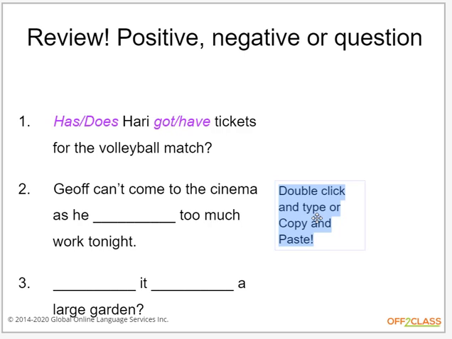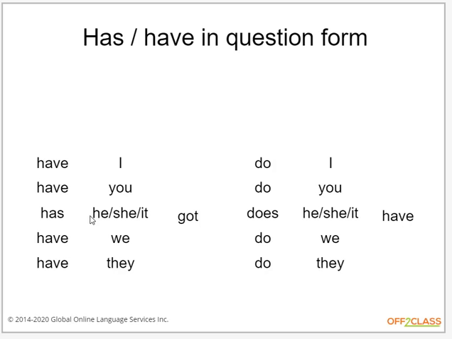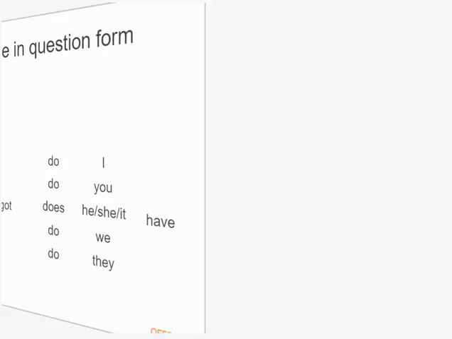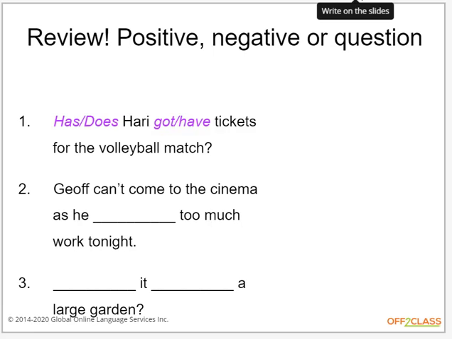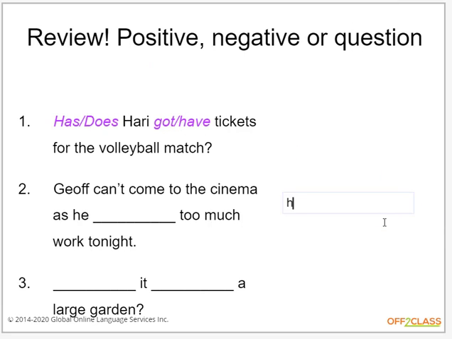Let me give you a hint. He has. We use has with he. So, as he has too much work tonight. Or you can put in has got too much work tonight. Either of those would work, because of how the sentence structure works with got, how the subject works. How about this one?